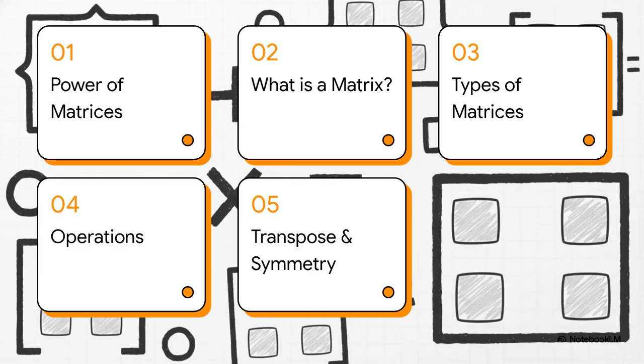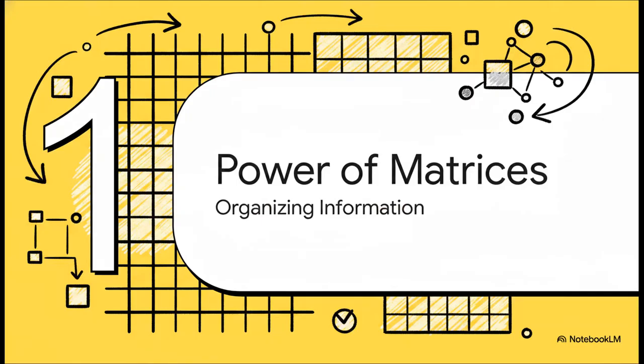So here's our roadmap for this explainer. We'll start off with the power of matrices, clearly define what a matrix actually is, cover the different types, look at some mathematical operations, and finally, wrap up by exploring transpose and symmetry. All right, let's jump straight into Section 1, the power of matrices, and how we organize information.